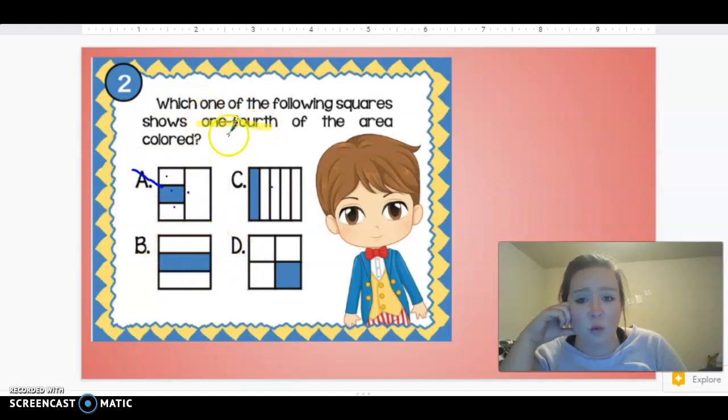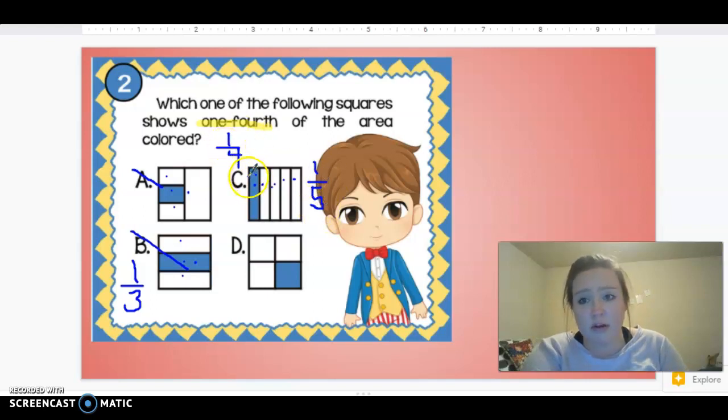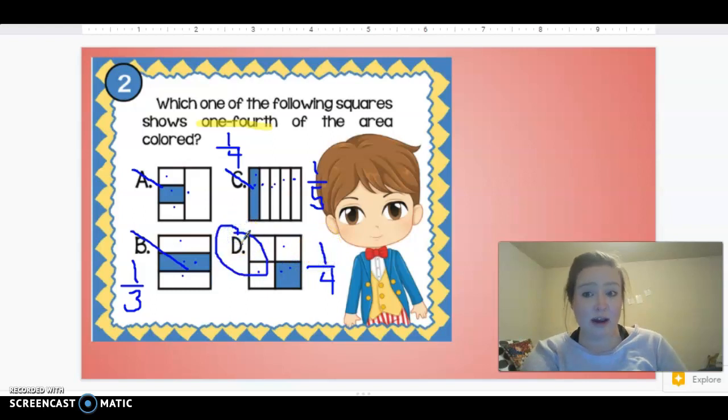Letter B, I'm looking for 1/4. Letter B is 1, 2, 3. Well, that's out of 3, and only 1 is shaded. That's 1/3. 1/3 and 1/4 are not the same fraction. They are not equivalent fractions. 1, 2, 3, 4, 5. And then 1 piece is shaded. That is 1/5. 1/5 and 1/4 are not equivalent. Okay? 1, 2, 3, 4. And 1 piece is shaded. Letter D would be the correct answer.